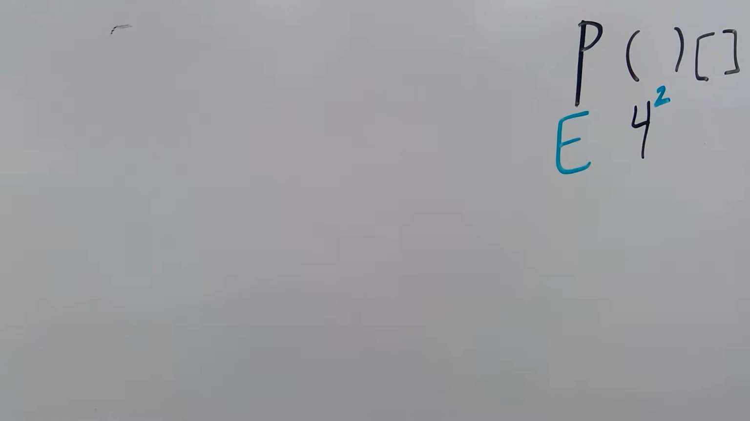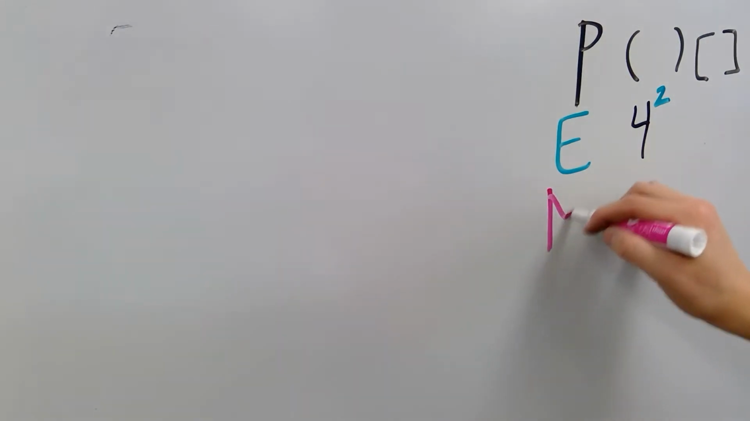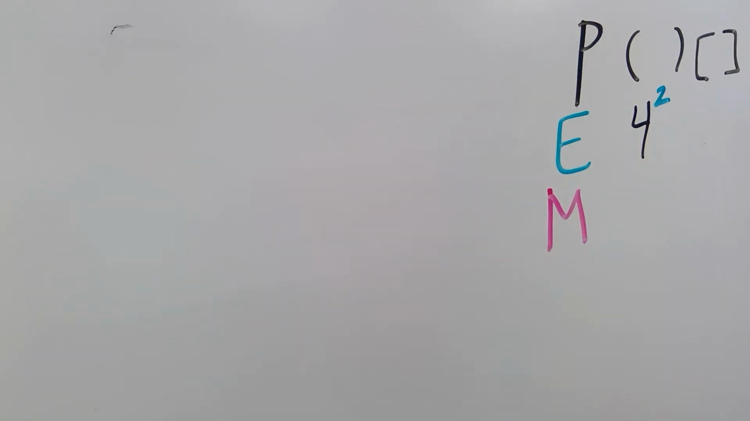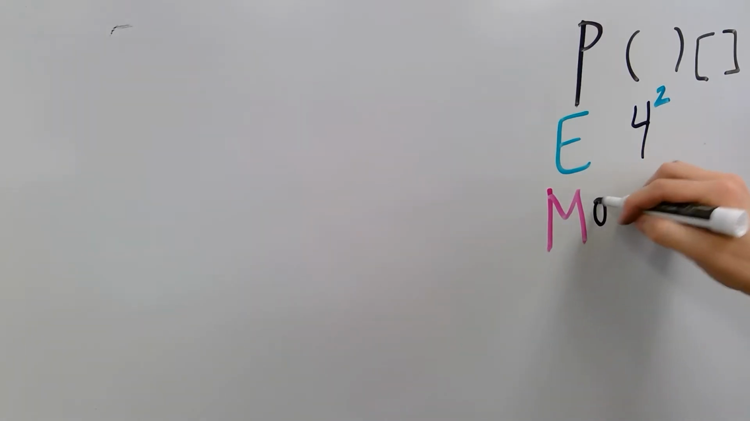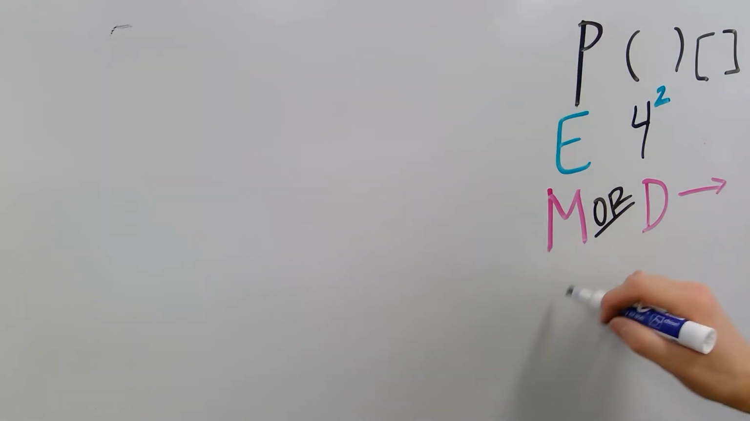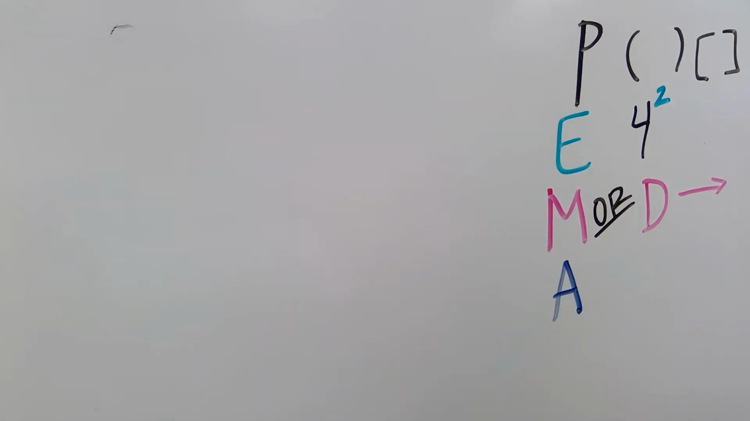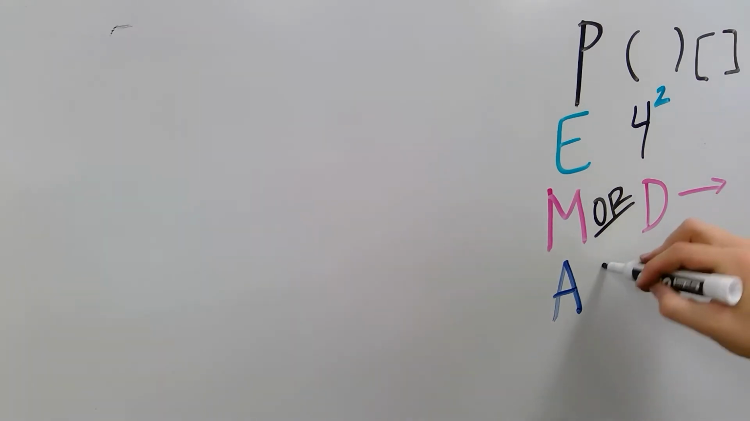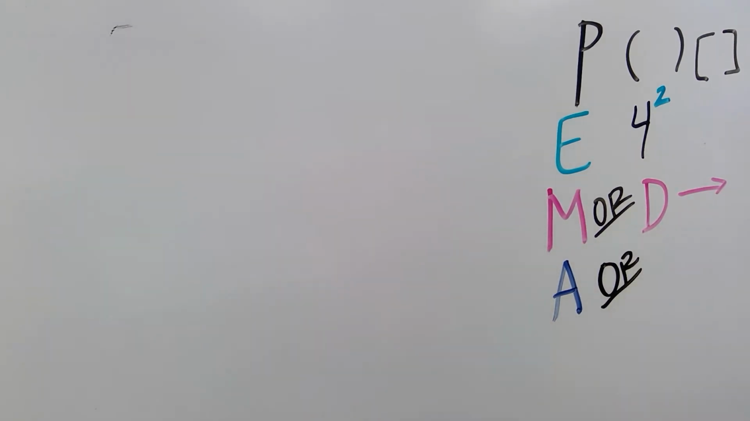So parentheses, exponents, and then multiply or divide whichever one comes first, because we go from the left to the right. And then the last step is to add or subtract whichever comes first, going left to right. And that will make a lot more sense once we start solving a problem, going from the left to the right.